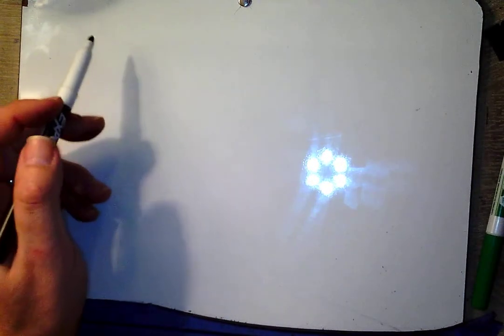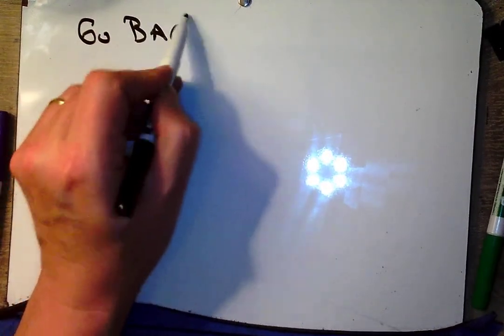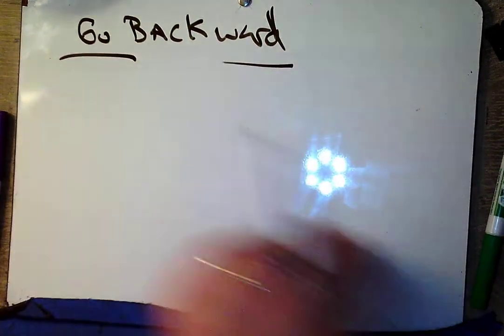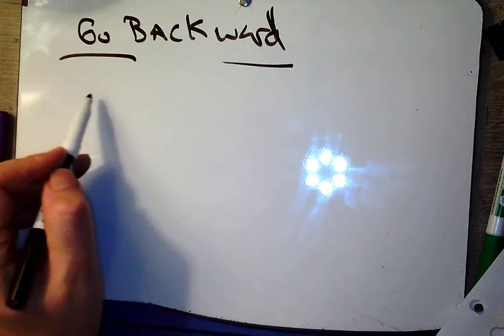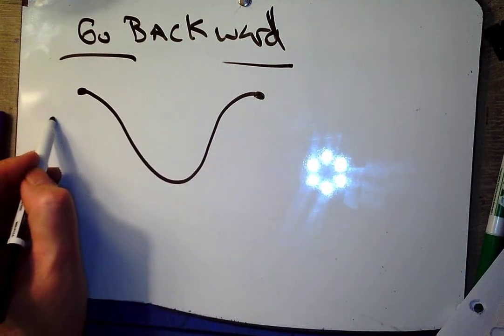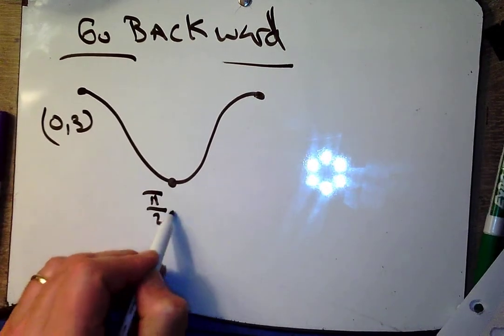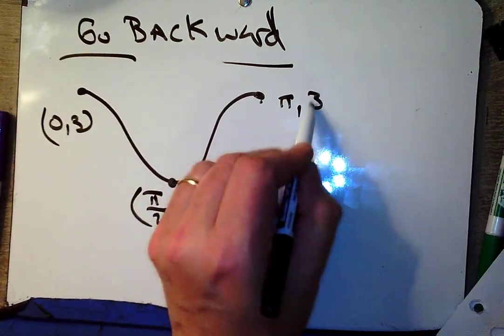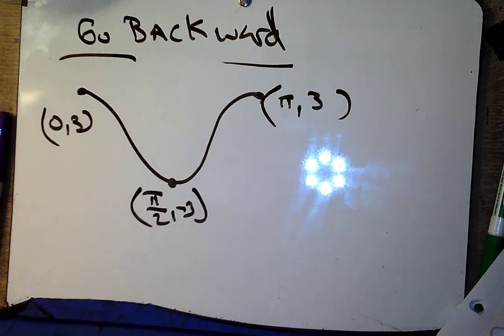Okay, so let's go backward. And going backward, remember from last semester, meant that I gave you a graph. And so our graph has the points 0, 3, pi over 2, negative 3, and pi, 3. Okay, and I'd like you to write the equation for this.